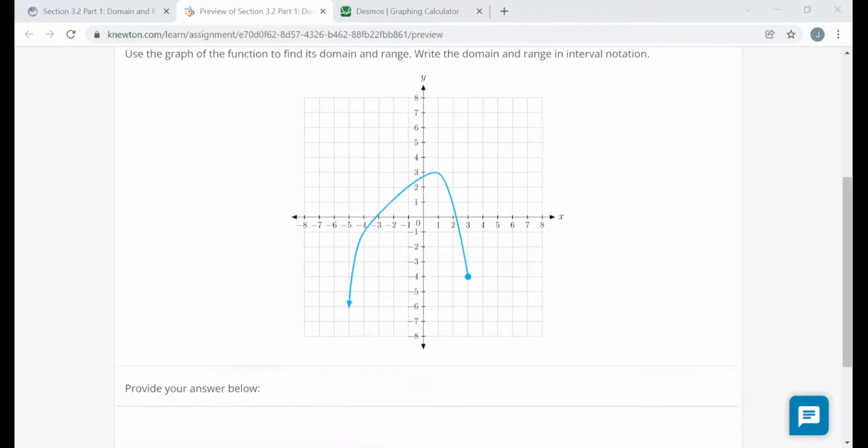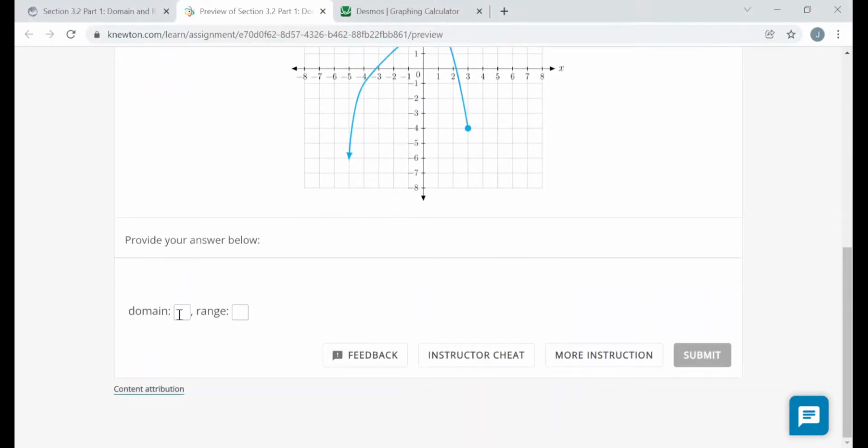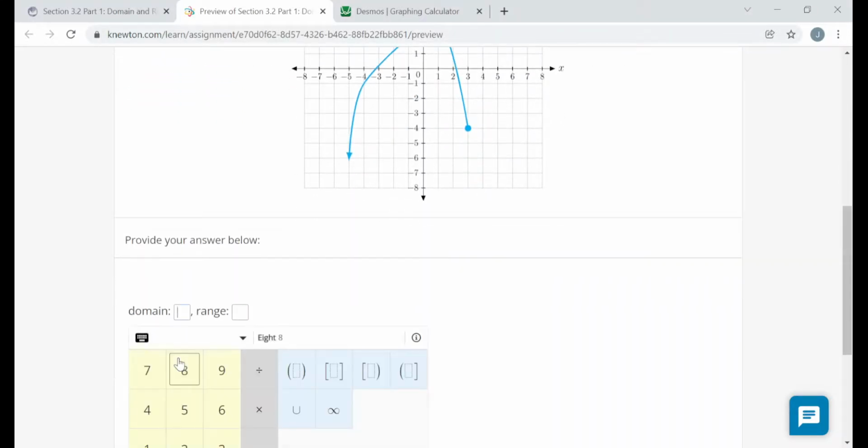So back on the assignment, domain, right? You got left parentheses, then negative infinity, comma 3, and then bracket. And you can type these in. You don't need to use these if you don't want to. And the same thing for the range, right? Going up the y-axis, the values from negative infinity up to 3 were used as y-coordinates. And bracket on the 3.